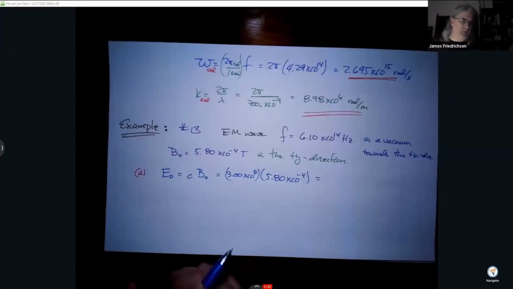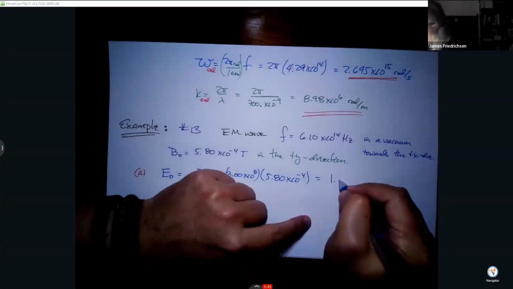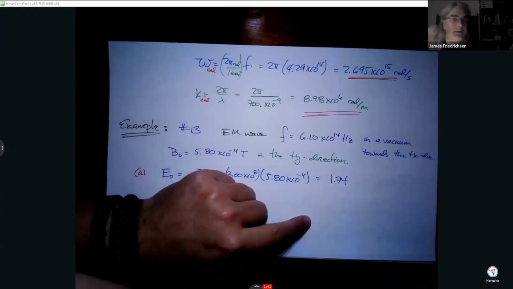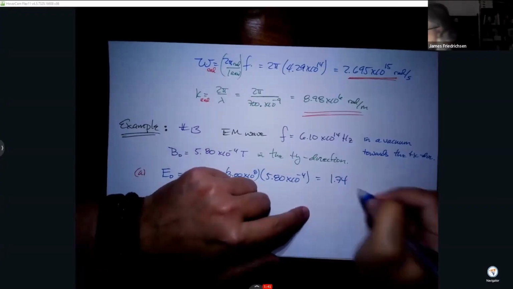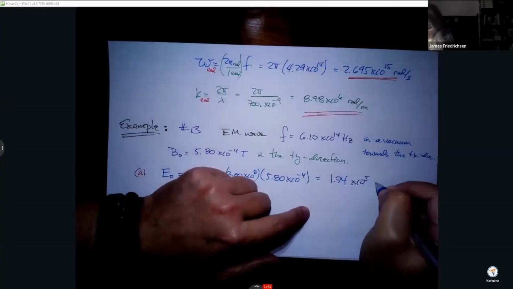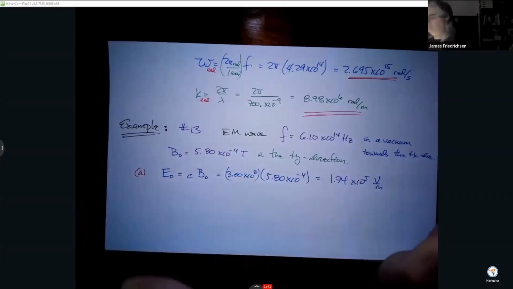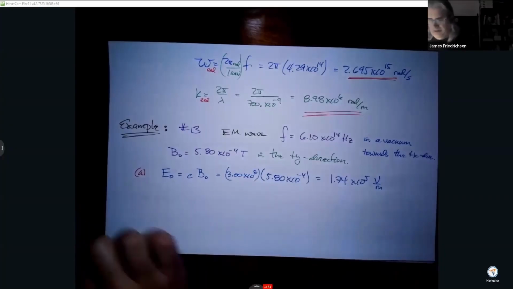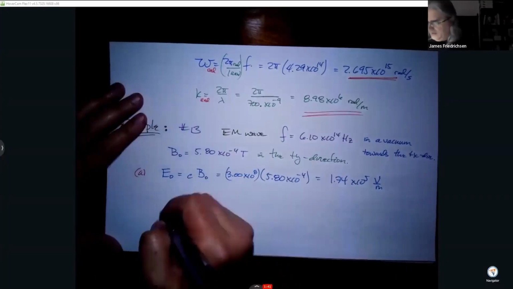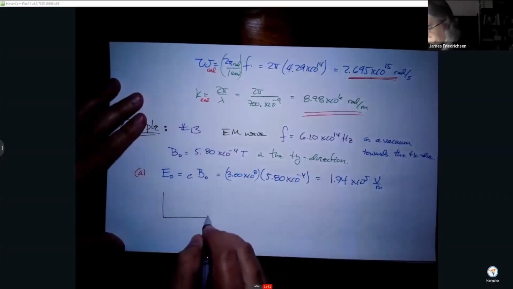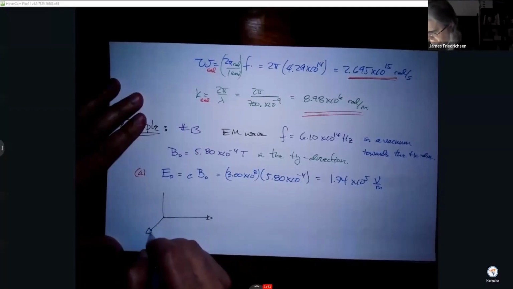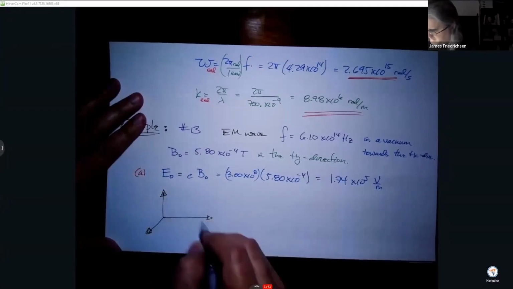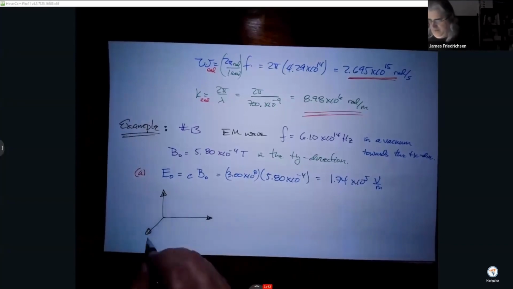174,000. So 1.74, 1, 2, 3, 4, 5, times 10 to the 5. And we'll go with the volts per meter. But we could still do newtons per coulomb if you wanted to. It's all good. And then let's go in and figure out which way it's going to point.